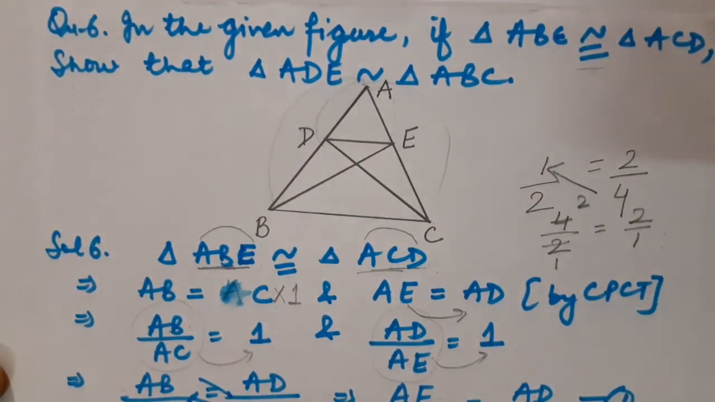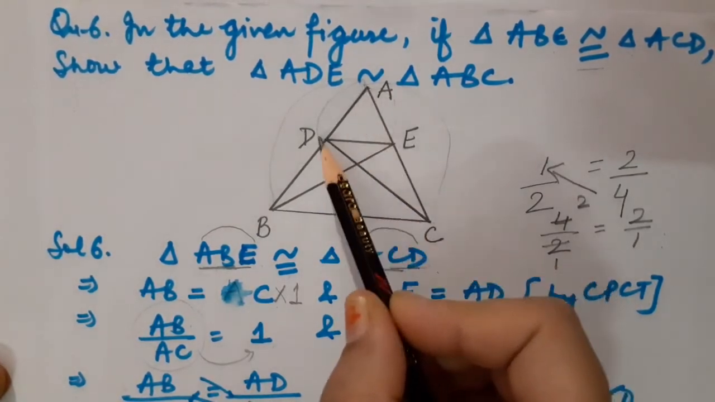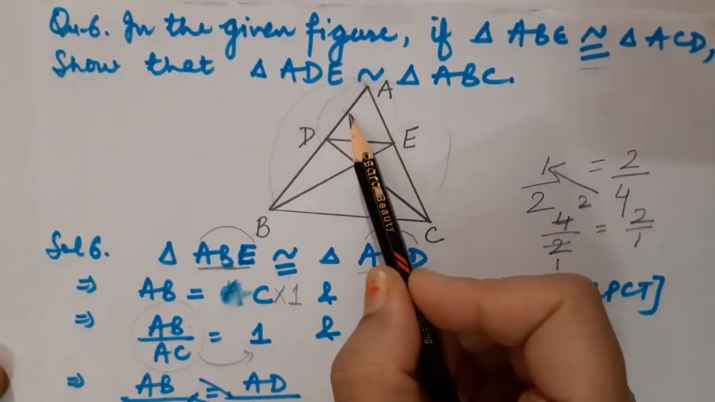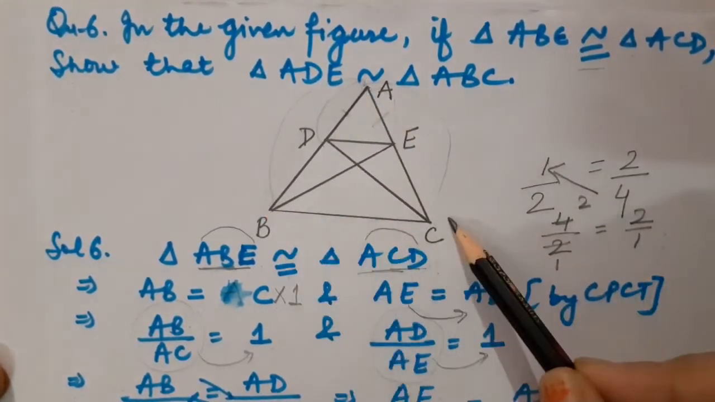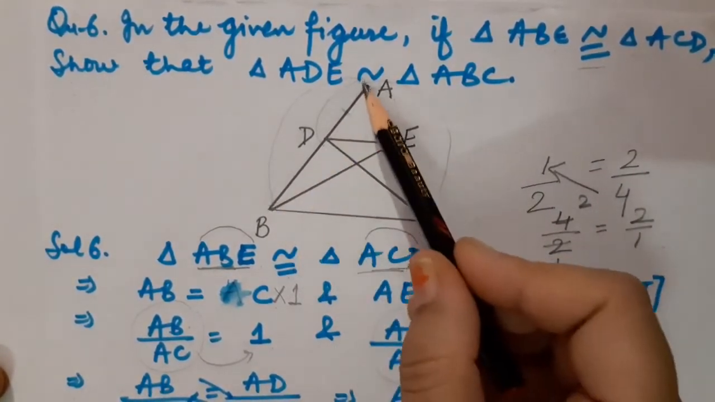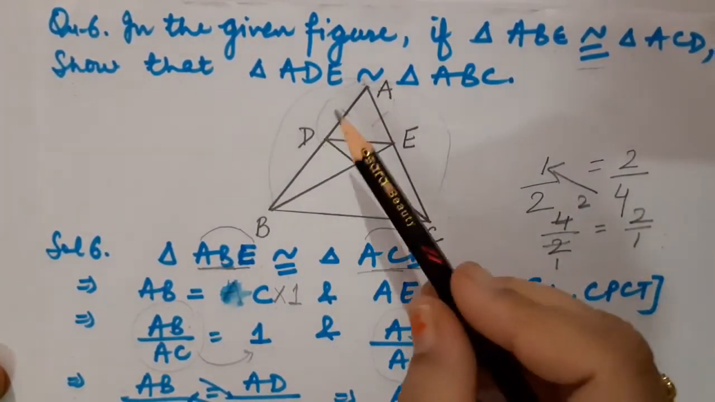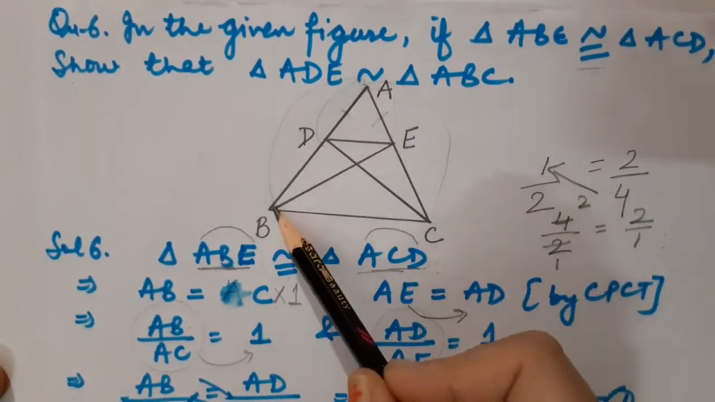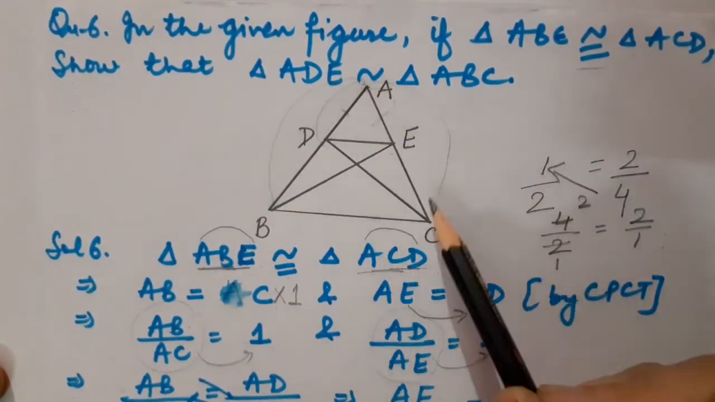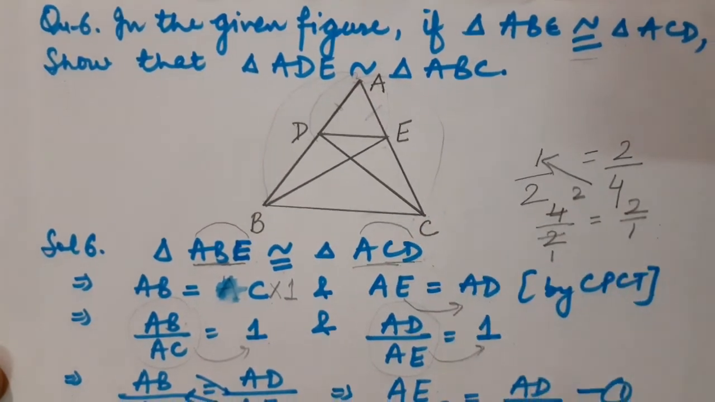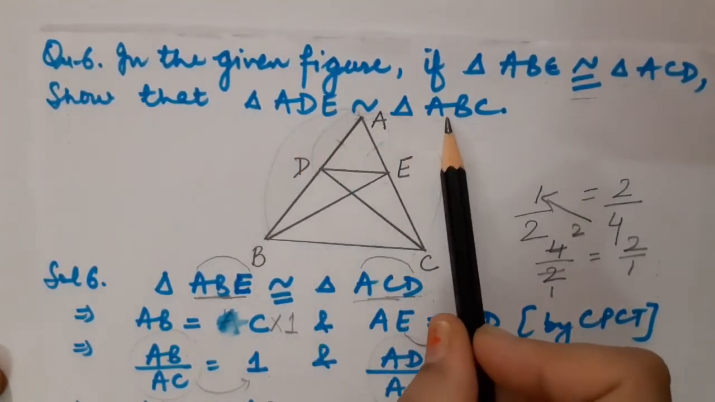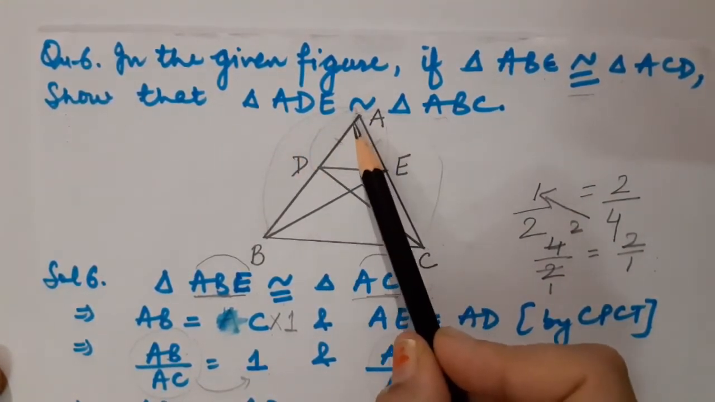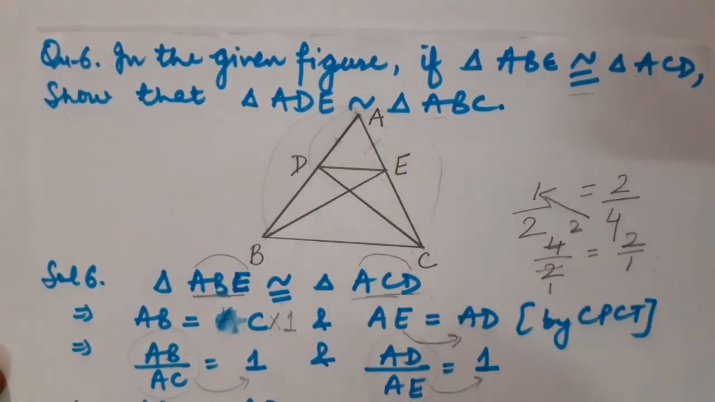So can you tell me which particular triangle I should choose now? Correct. I should choose triangle ADE so that I can get the side AD as well as AE. And I should choose triangle ABC so that I can get the complete side AB as well as AC, because the relation between AD, AB, AE and AC is given to me. So now basically I have to prove the similarity of these two triangles only. Fine. So I am going to take triangle ADE and triangle ABC.